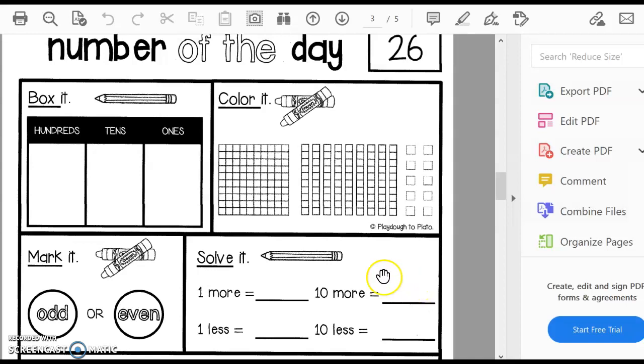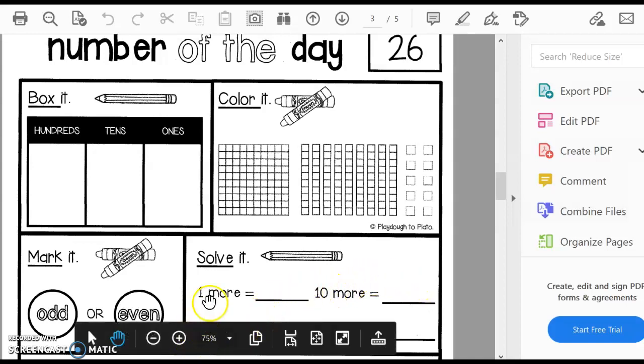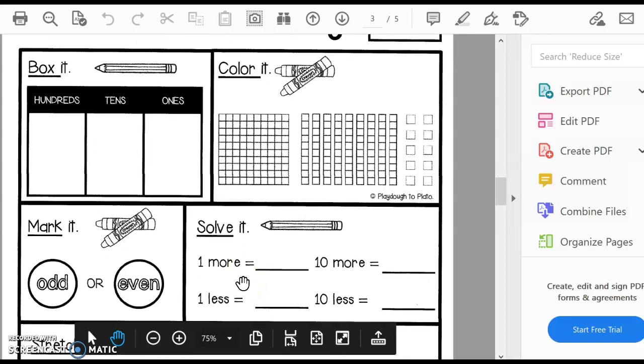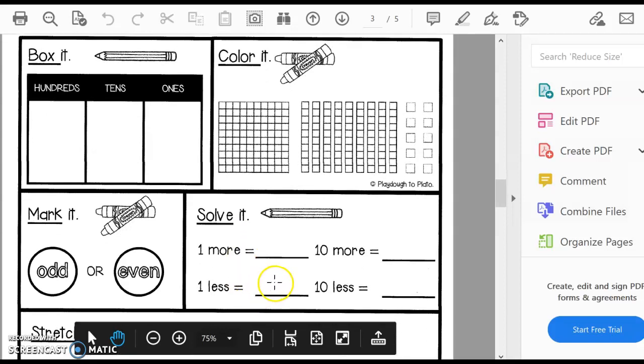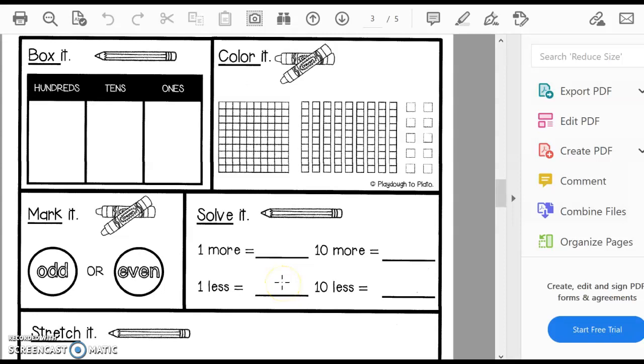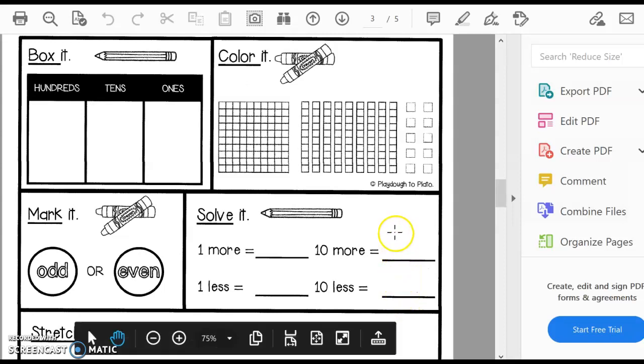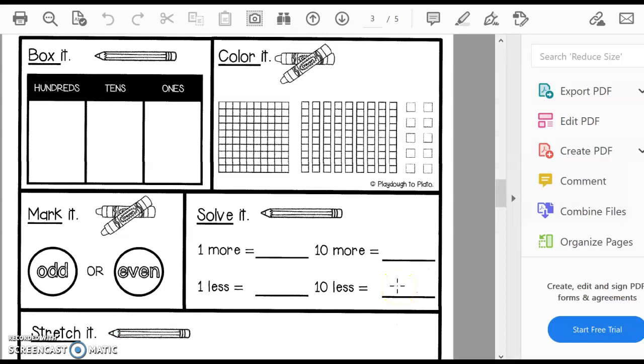36. Now we go the other way. 1 less than 26. What's 1 less than 26? And that is 25. What is 10 less than 26? So instead of going down the column in your number chart, you're going back up. And 10 less than 26 is 16. Okay, so we've done 1, 2, 3, 4 things.